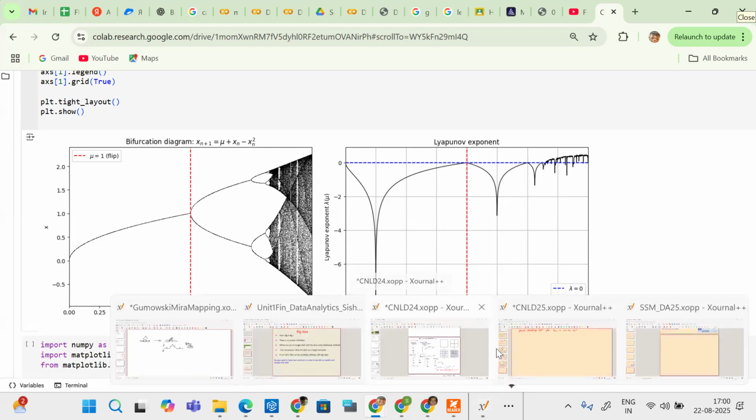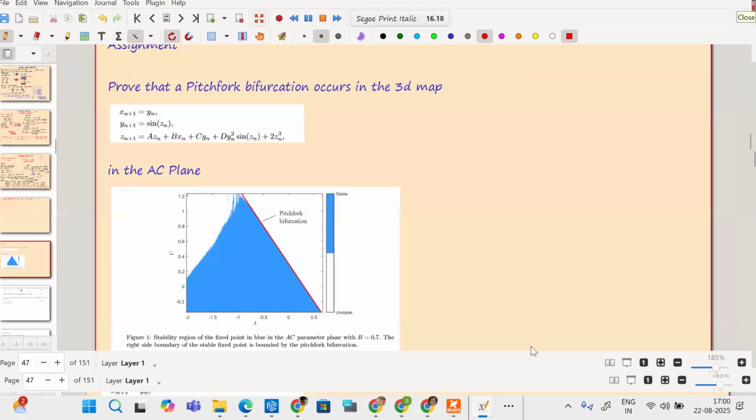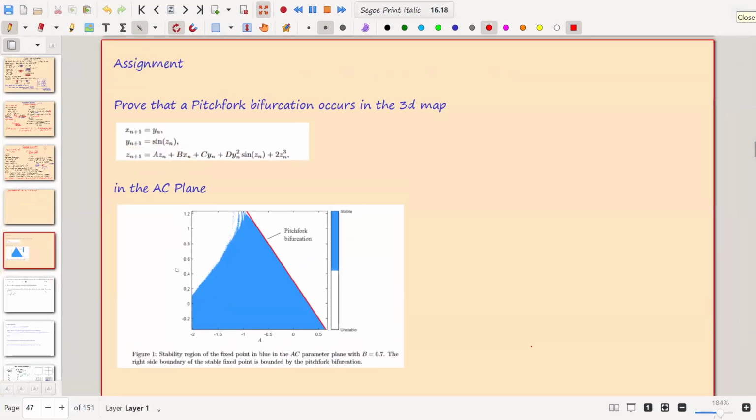Now let us come to your assignment. This is assignment 2. The assignment is to consider not a 1D map, rather a 3D map. You can see x, y, z, right? A, B, C, D are parameters. Your task is on the AC plane.